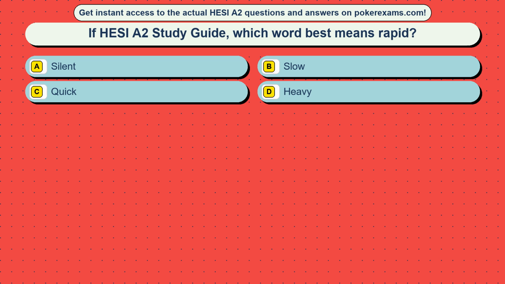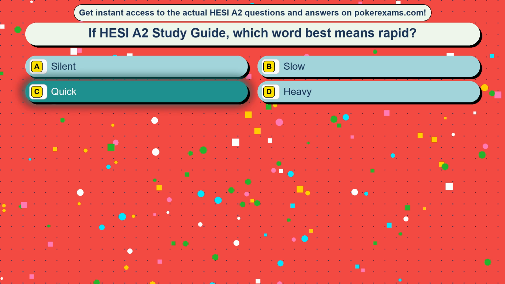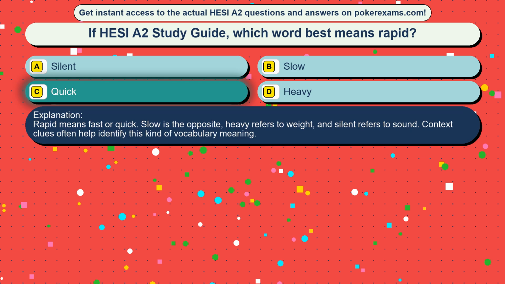Question 40. On the HESI A2 Study Guide, which word best means rapid? Option A. Silent. Option B. Slow. Option C. Quick. Option D. Heavy. The correct answer is option C. Quick. Rapid means fast or quick. Slow is the opposite, heavy refers to weight, and silent refers to sound. Context clues often help identify this kind of vocabulary meaning.